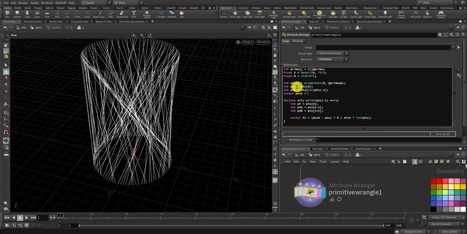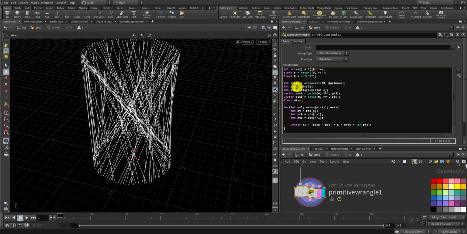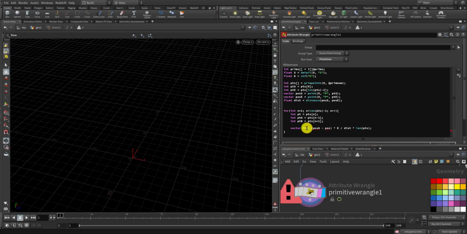And the pos s, the position of the starting point, which I have been doing a lot in this recipe, point end point 0 PTE, right? Okay, and the distance will be a distance between pos s and pos e, right? And okay, I'm missing pos a and pos b because I haven't got the position yet, so I also have to get the position, which is from PTA.